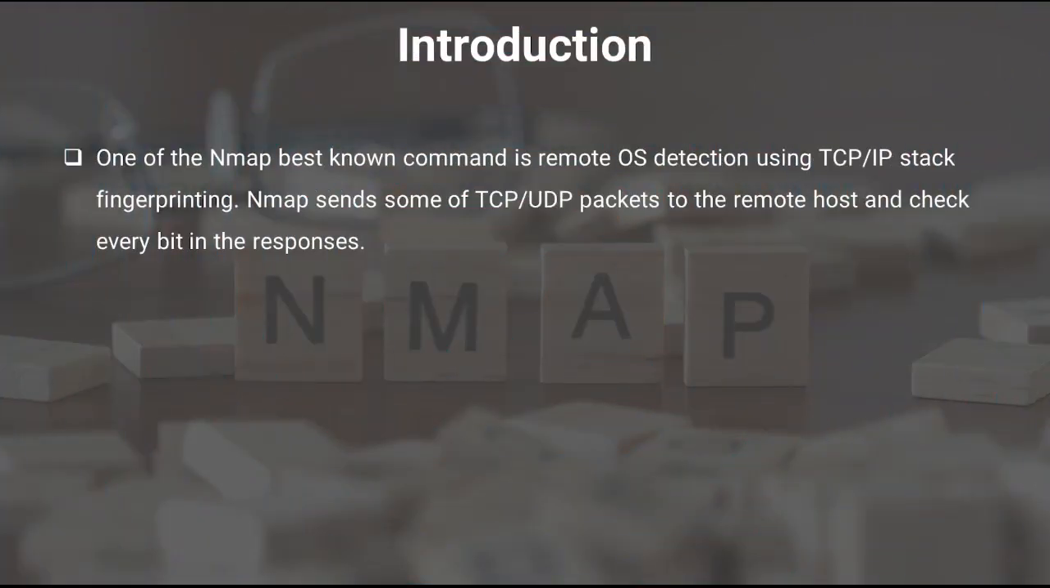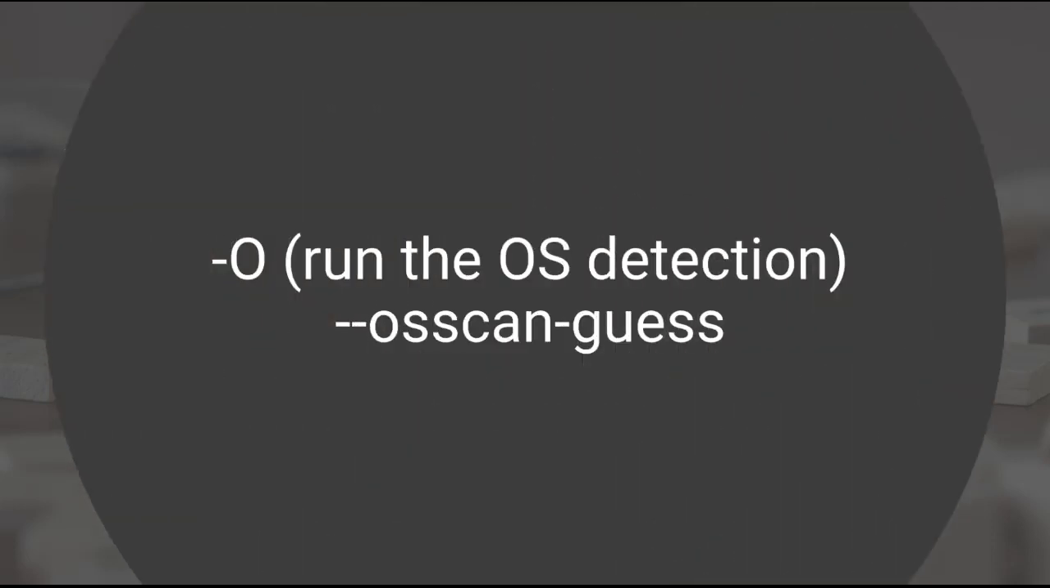So as I said, one of Nmap's best known features is remote OS detection using TCP/IP stack fingerprinting. Nmap sends some TCP/UDP packets to the remote host and checks every bit in the responses. So let's see the commands. The first command is -O, which runs the OS detection. And the second one is -osscan-guess. So let's have a check on the commands.